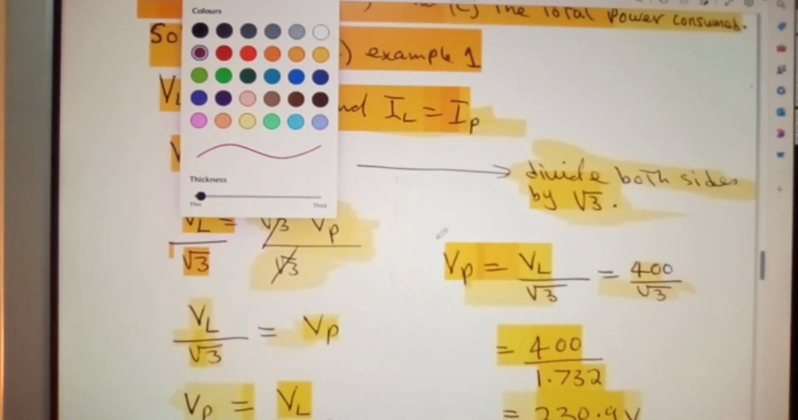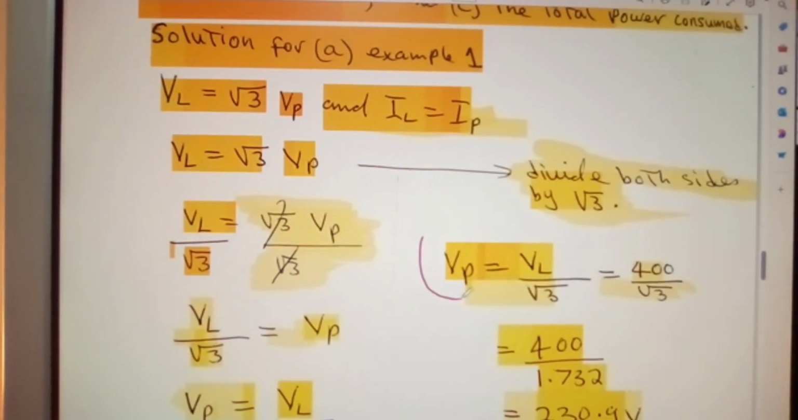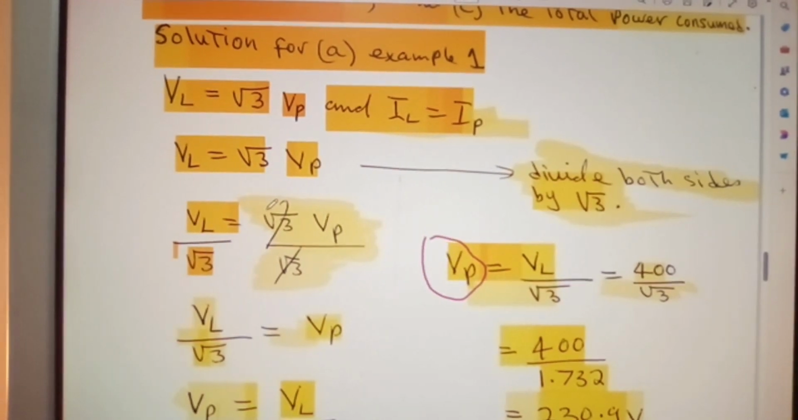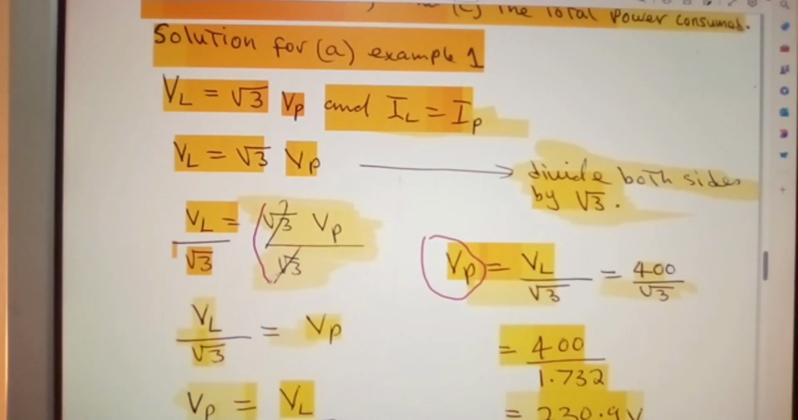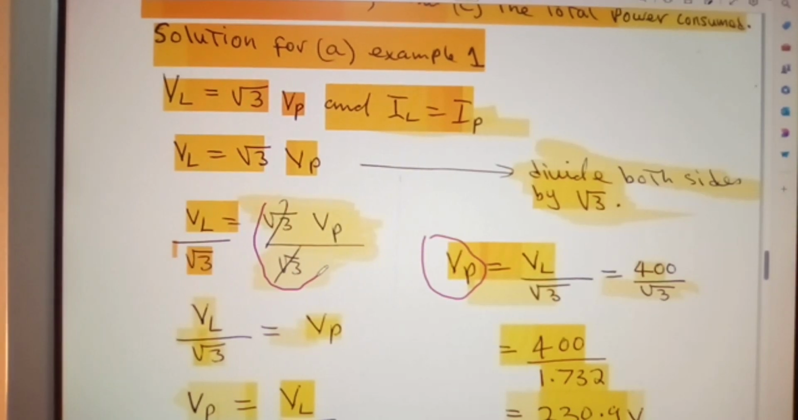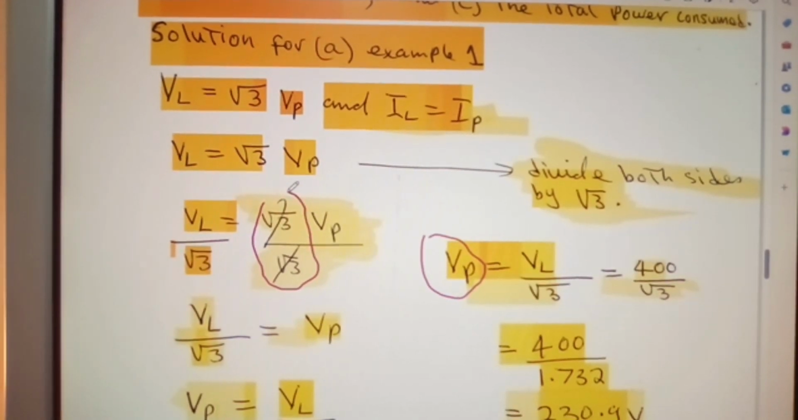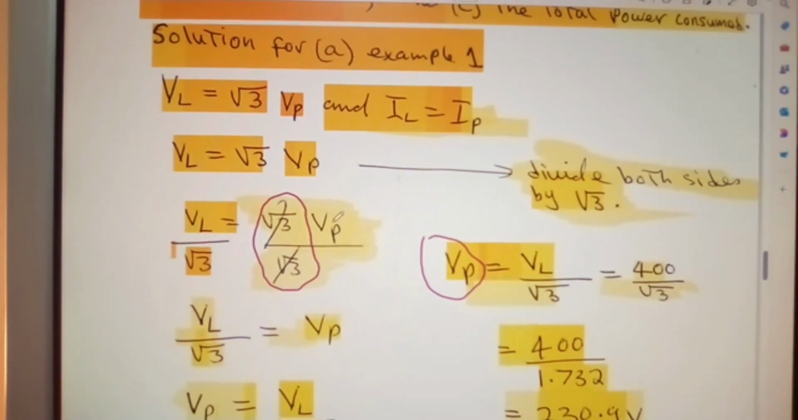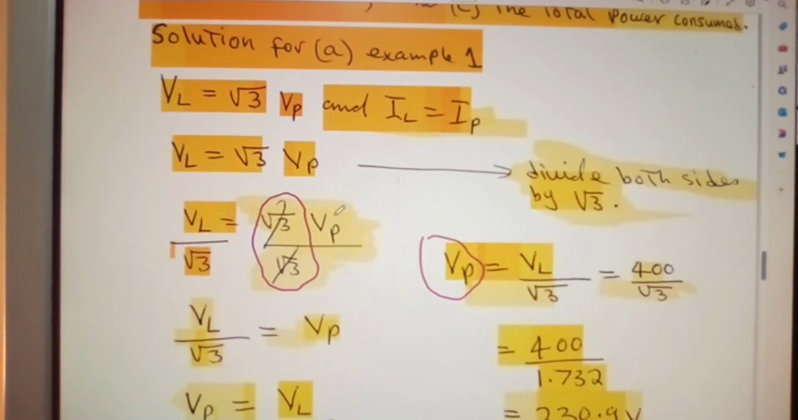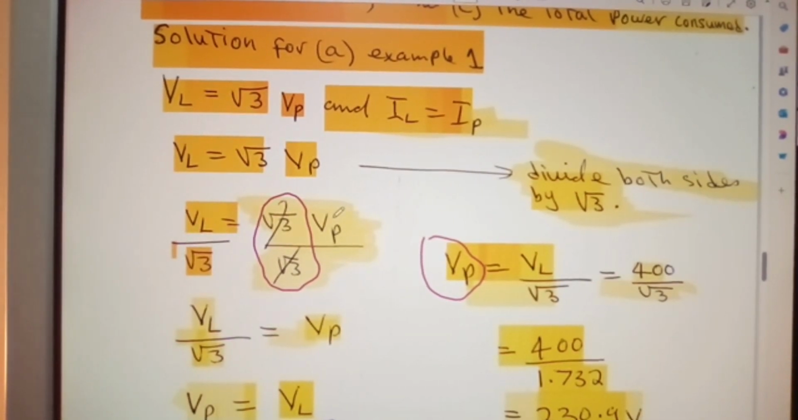So I want VP on its own. Here you can see that I've got VP on its own after dividing both sides by square root of 3. That now becomes VP equals VL over square root of 3. That now becomes this.